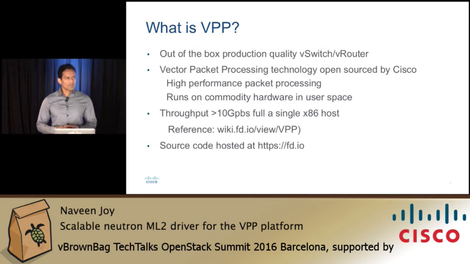It was originally developed by Cisco, and it has been in use for a long time, and we have open sourced it. The difference is that it is very high performing packet processing, and that is what distinguishes VPP from other switches in the market. We have seen throughput of greater than 10 gigabits per second, full duplex on a single x86 host, and it is very good at forwarding really small packets. That makes it very good for your NFV applications.